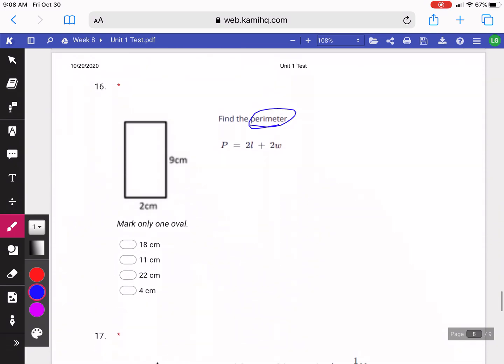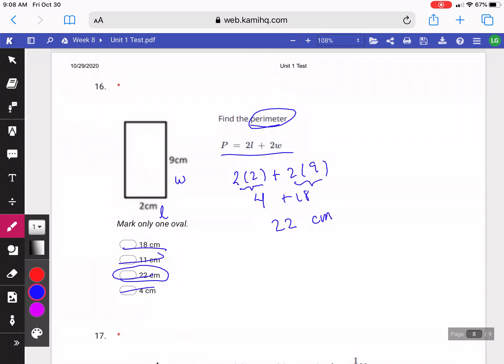Next question wants us to find the perimeter, and they gave us the formula. You just need to mark which one you want to be the length and the width. So we would do 2 times 2 plus 2 times 9. This becomes 4 plus 18, or 22, and our units here are centimeters. Another way you can find the perimeter is to add all sides. So we would do 9 plus 2 plus 9 plus 2. If you add these numbers together, you get 11 plus 11, which is also 22 centimeters. So those are two different ways you could have done this problem.